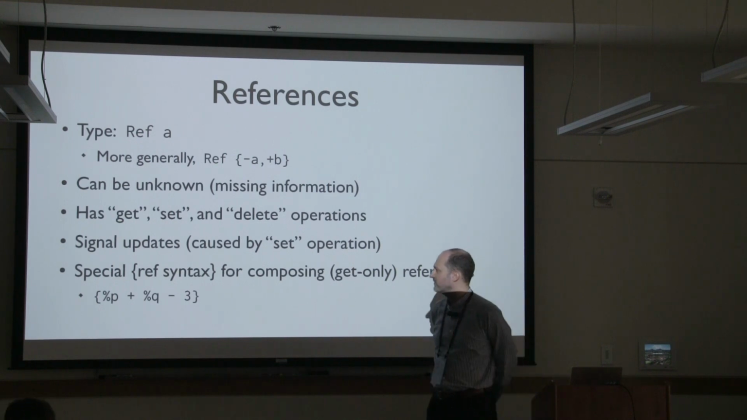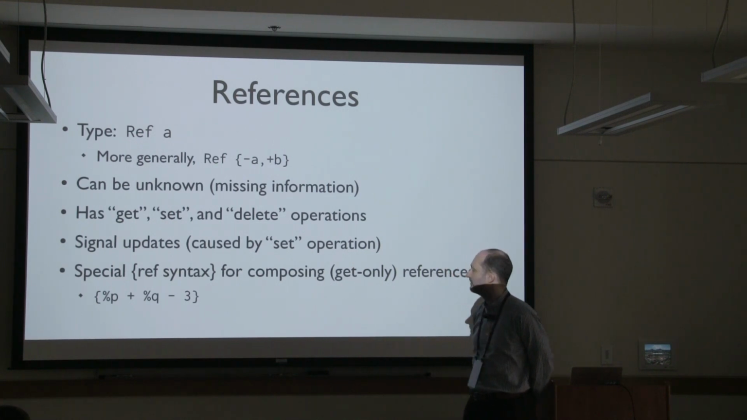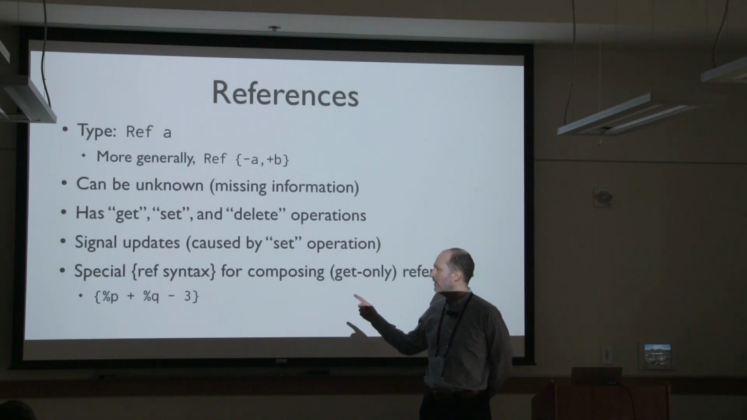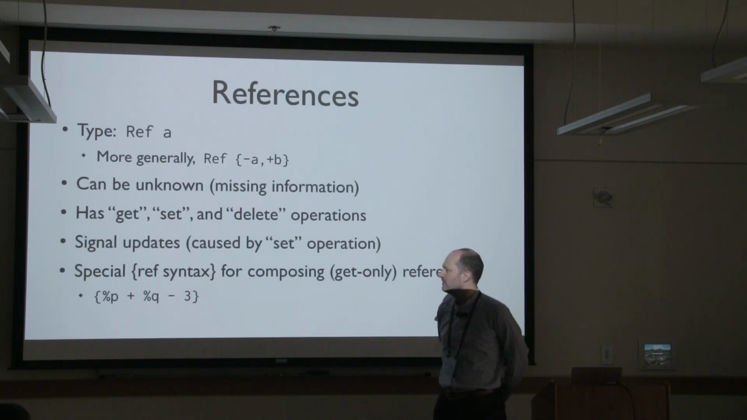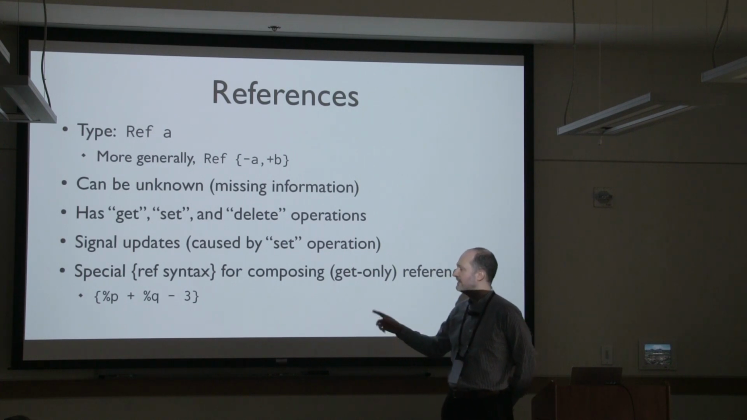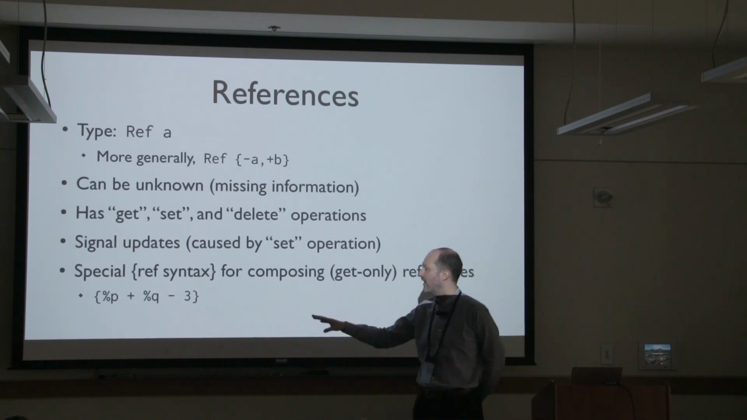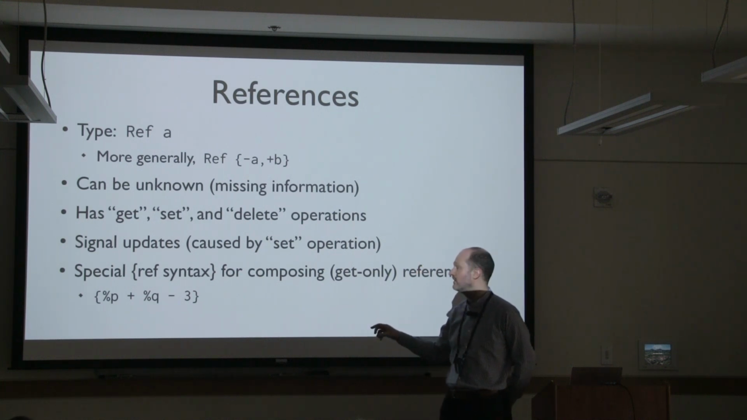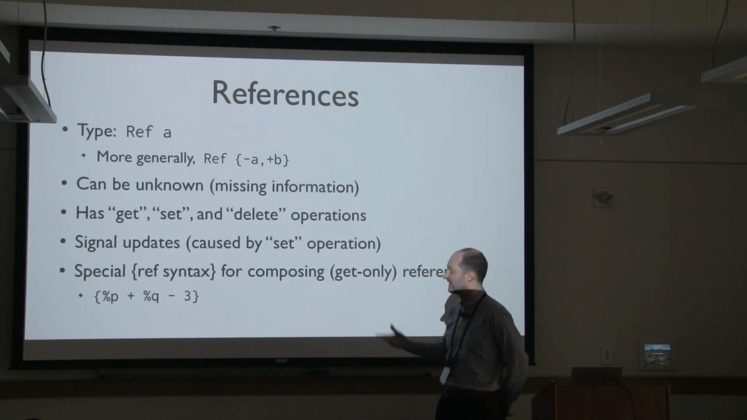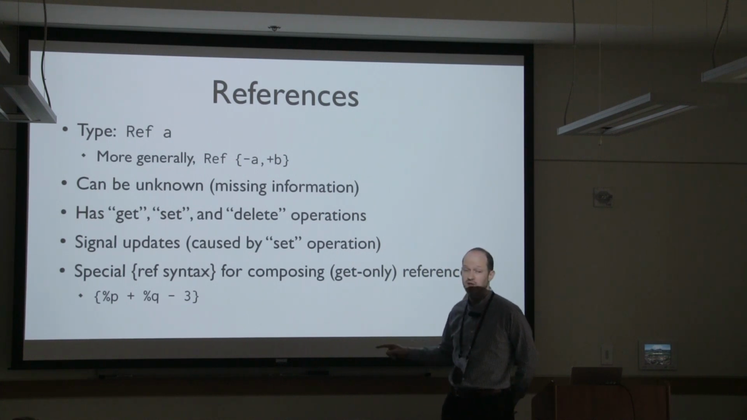And we have, as I mentioned, this special braces ref syntax for composing references. So in this case, P and Q are references to integer. And then this reference will get the values of P and Q and add them and subtract 3. And whenever P or Q update, then this entire reference that we've constructed will also update. So any user interface that's watching this reference, it might just be like a text label or something, it will spontaneously change whenever P or Q gets changed.